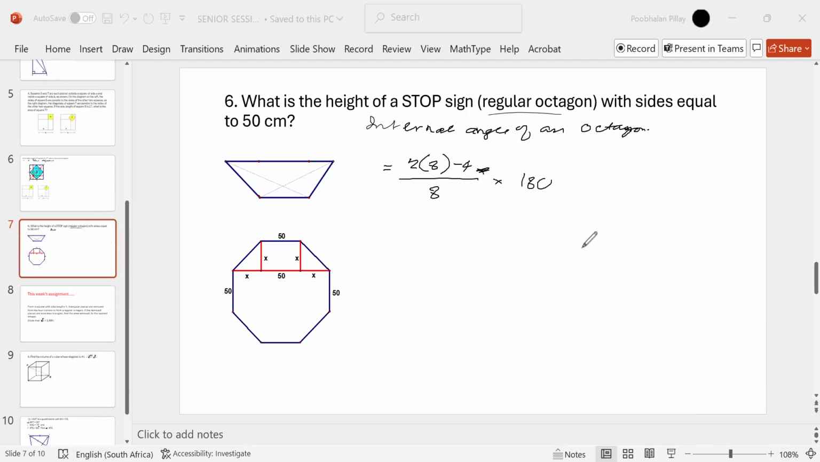Or is it 2n minus 4 right angles? I think it's 2n minus 4 right angles. Yeah. Okay, so you get 16 minus 4 is 12, 3/2. So you get 135 degrees. Okay, so all the angles of a regular octagon are 135 degrees. See?